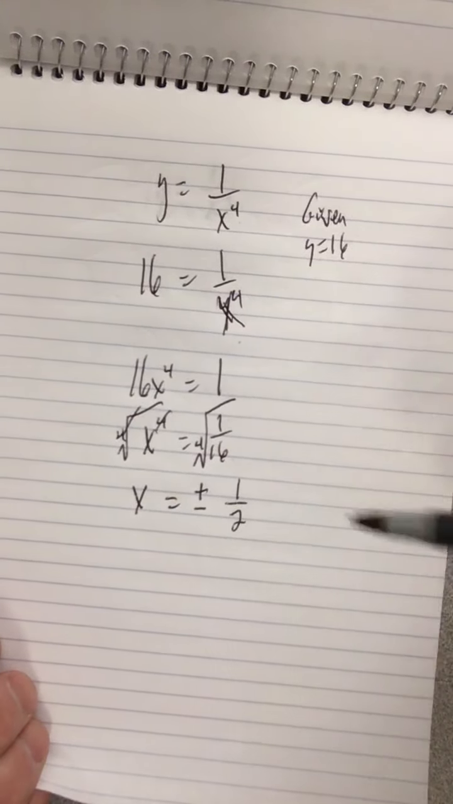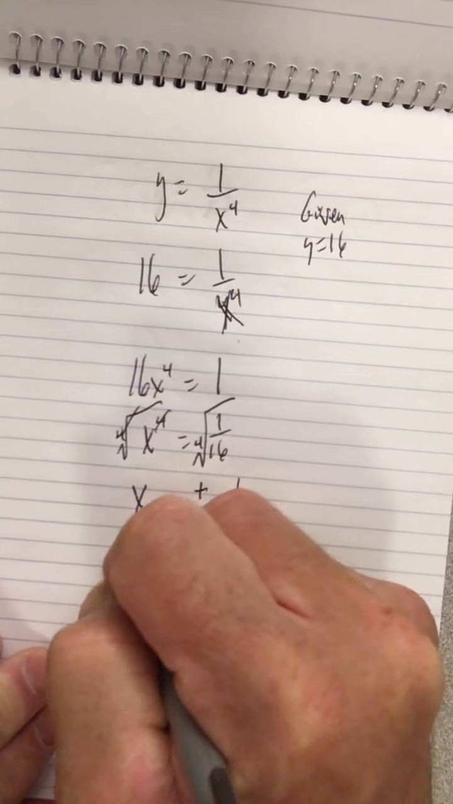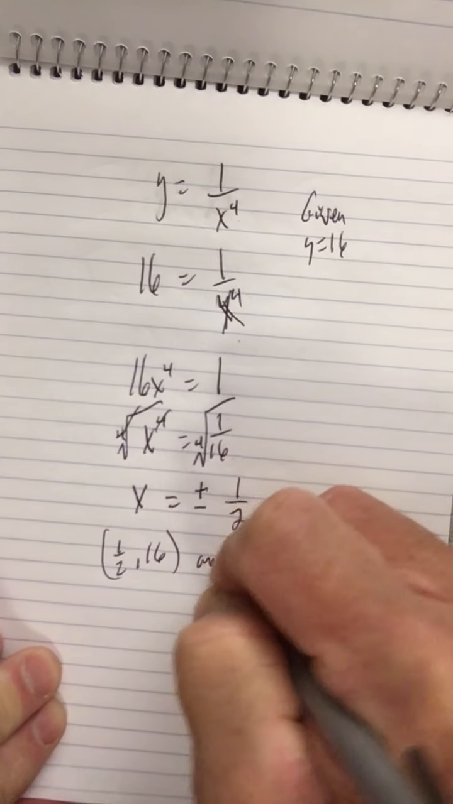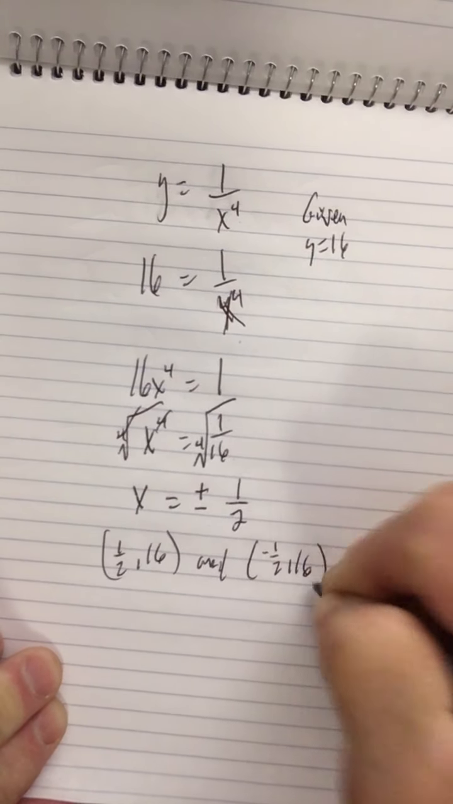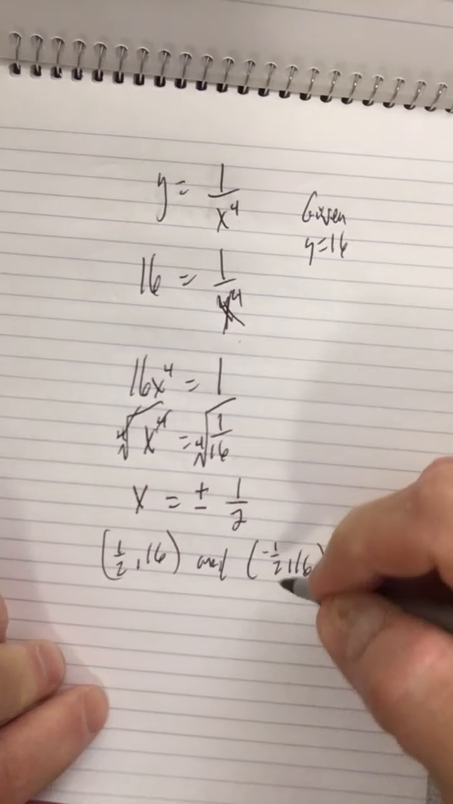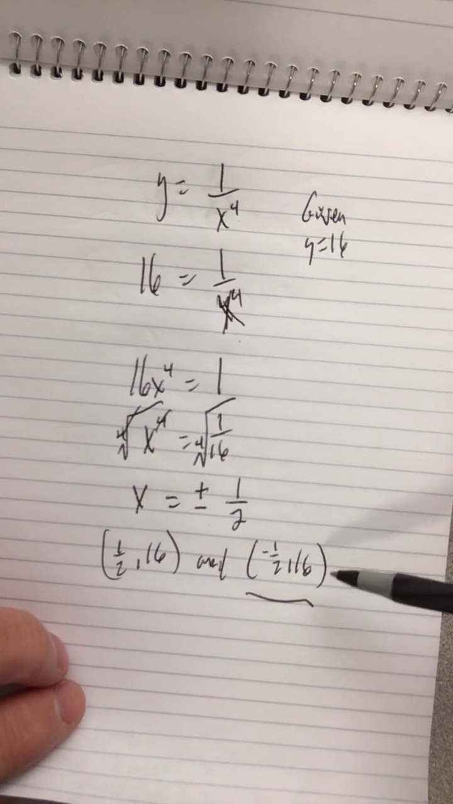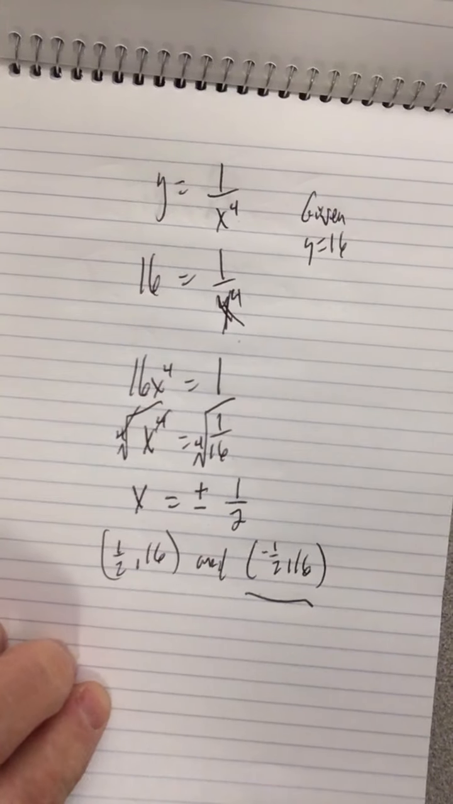So we have two possible tangent lines, okay? We have one that goes through the point (1/2, 16), and one that goes through the point (-1/2, 16). I'm just going to find one of these. Maybe I'll do the negative one because it's a little harder, and let you do this one for practice. And you'll be able to follow my steps for this one to verify that you're doing it right.